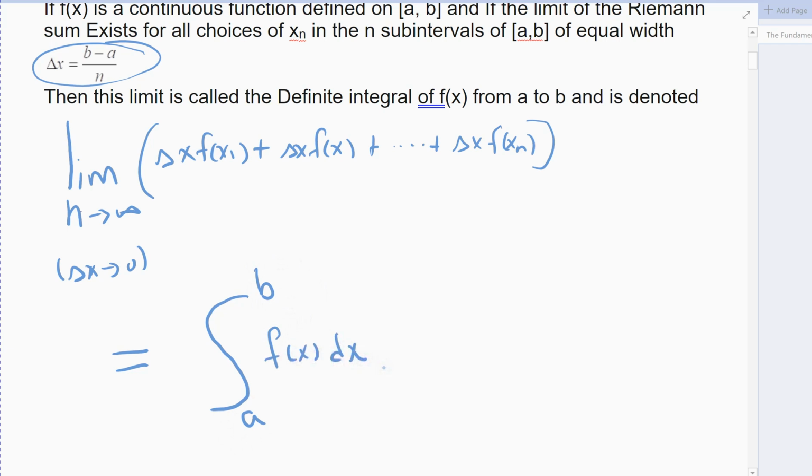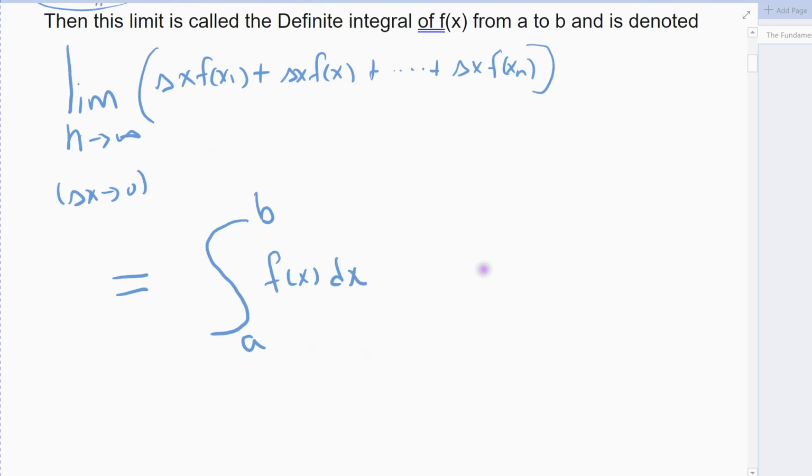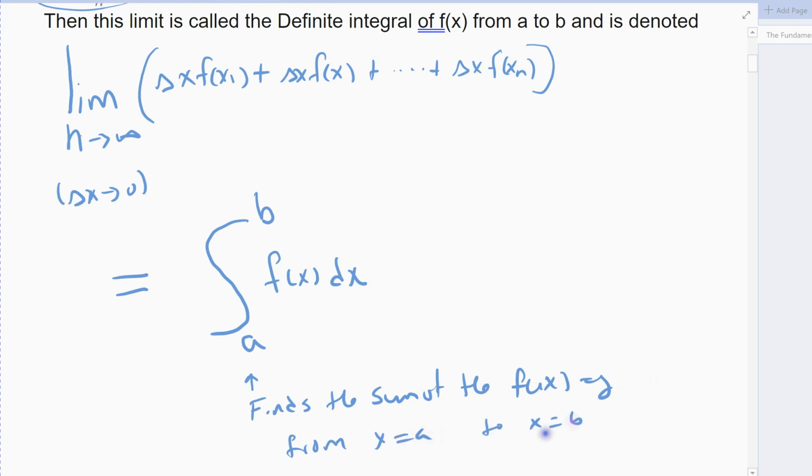And so, again, what it's doing is this is an accumulation function. This finds the sum of the function values, the f of x, the y values, from x equals a, the lower value, to x equals b, the higher value. So it's an infinite sum. It's adding up all of the function values.